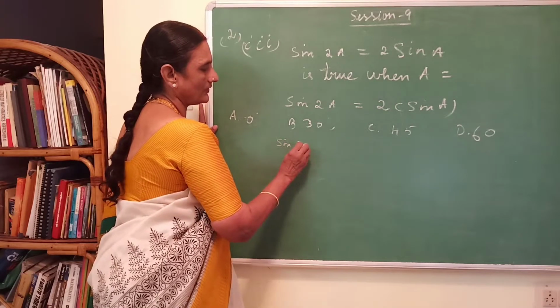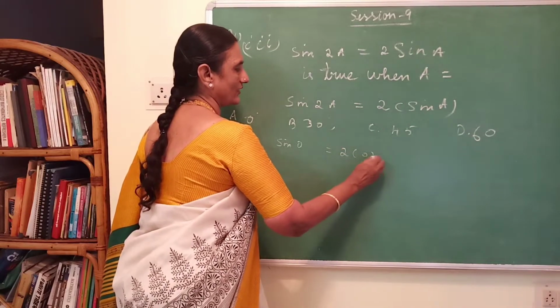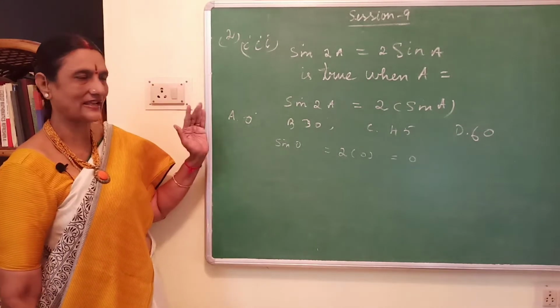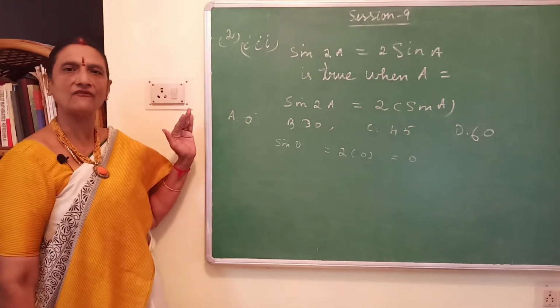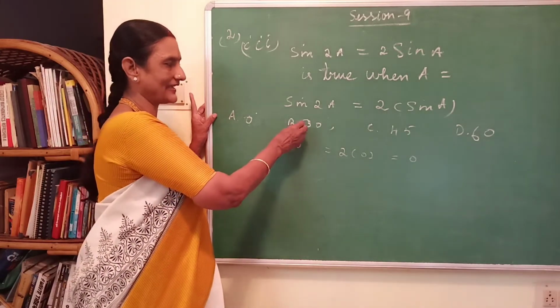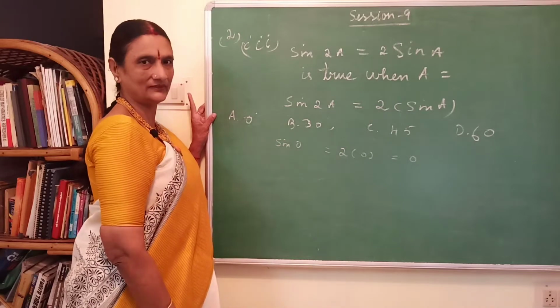Sine of 0 is 0, and here the RHS also, 2 into sine 0 is 0. So both the values give 0. Therefore, it will match. Sine 2a is equal to 2 sine a will match. But anyway, we have to work with the options. We will consider the second option, option B, a is equal to 30 degrees.